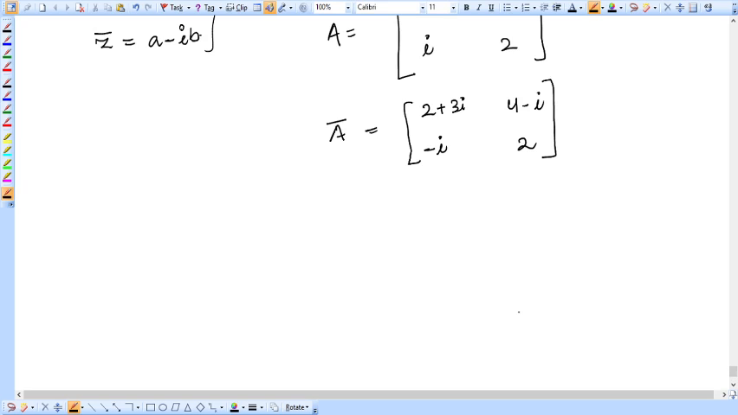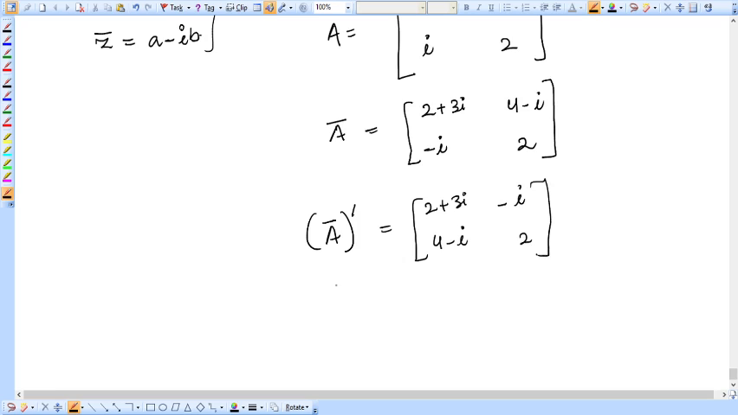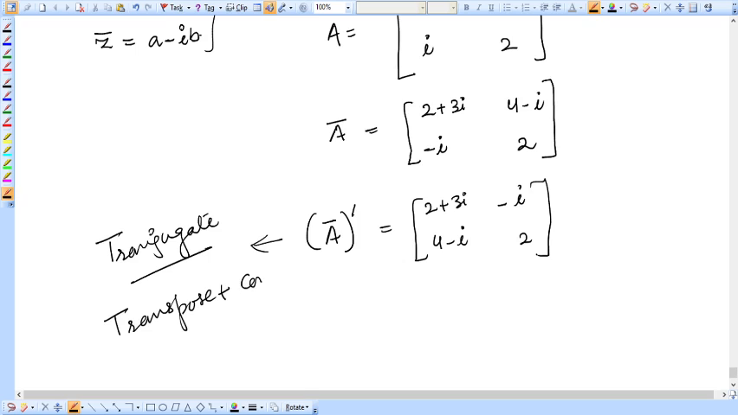Now if we take the transpose of this matrix, the transpose of the conjugate, it is equal to 2 plus 3 iota, 4 minus iota, and 2. So this thing is known as the tranjugate. Tranjugate means transpose plus conjugate. That's why it is called the tranjugate of a matrix.